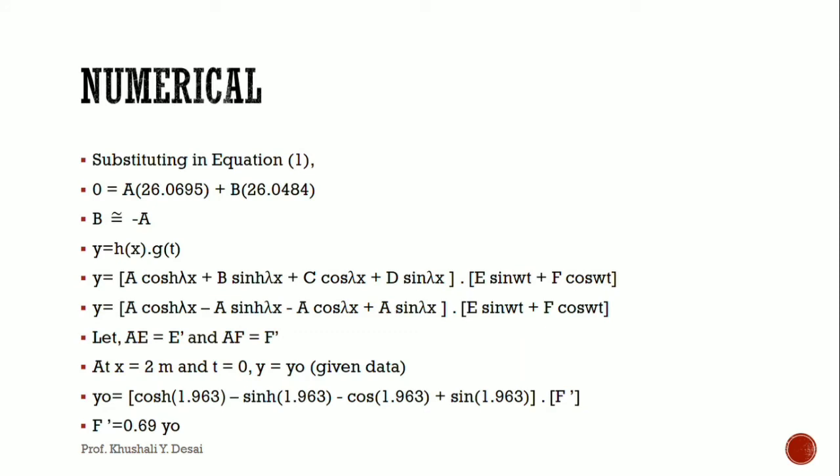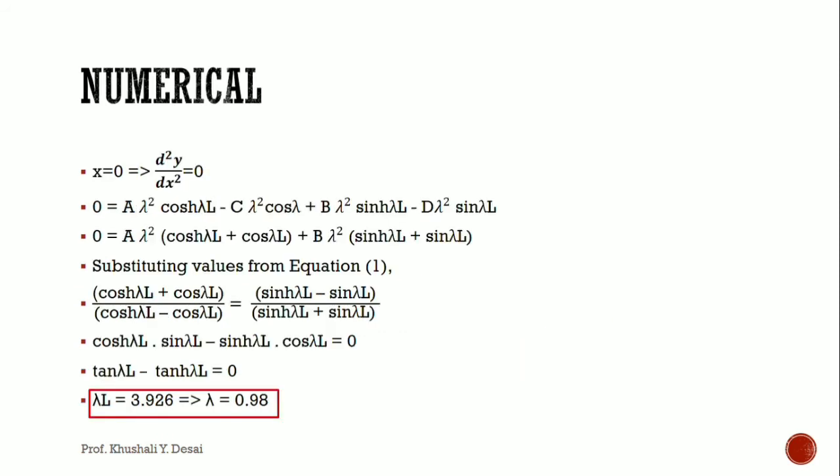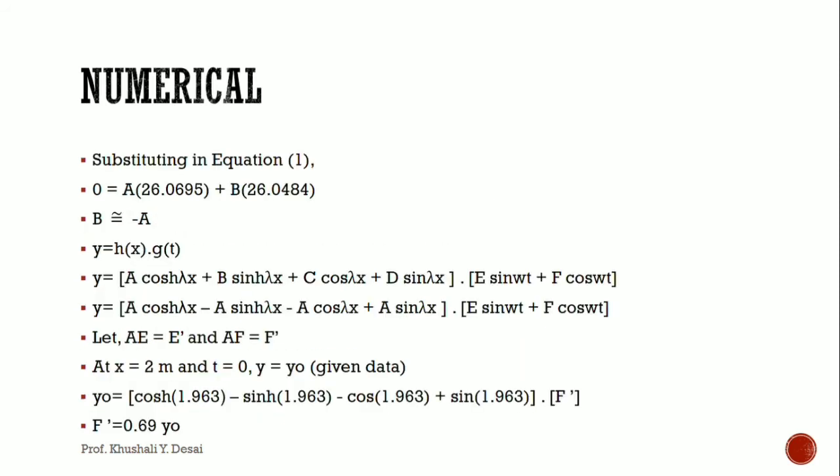Substituting back in the first equation, the value of lambda and L, we will have B almost equal to minus A. So the final value of deflection y equal to h of x into g of t can be written in this form.